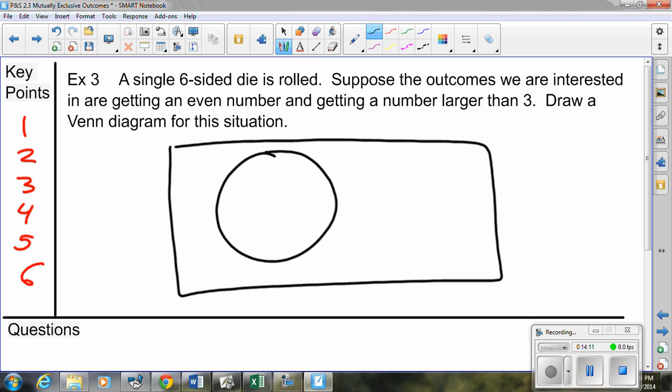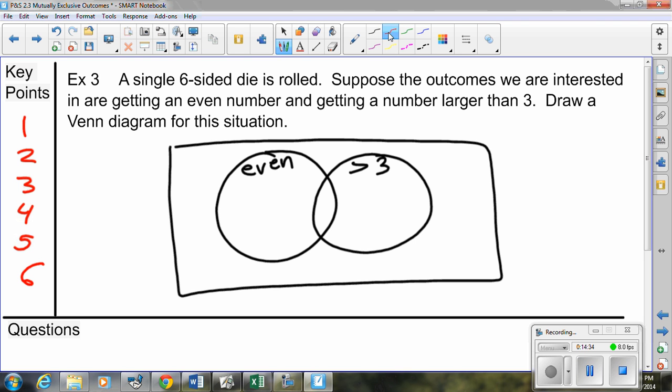Well, what are the events that we're interested in? We're interested in getting even. We're also interested in getting bigger than 3. Is it possible for them to be both? Yeah, you have even numbers that are bigger than 3. That tells us they're not mutually exclusive. And so let's start filling in the information.